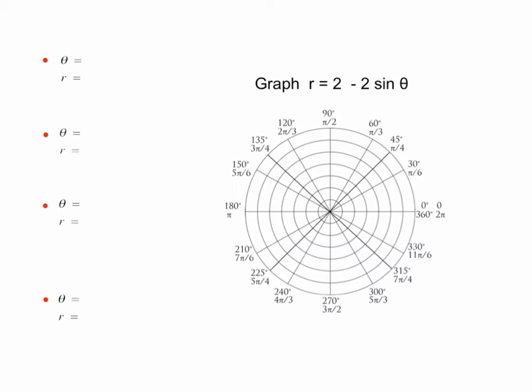Let's do one more. This time we have a minus in there, and we also have a sine. So let's see what happens. Again, I'm plugging in 0. I'm plugging in 90. I'm plugging in 180. Plugging in 270.